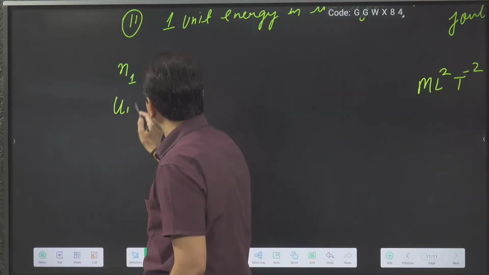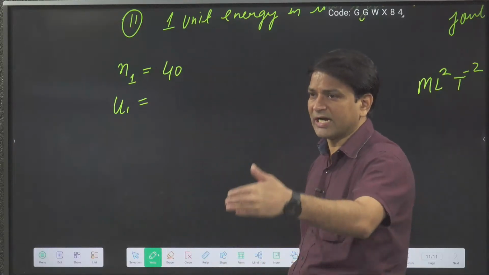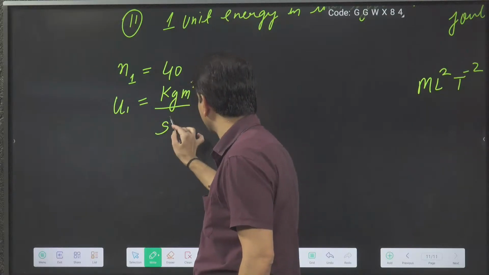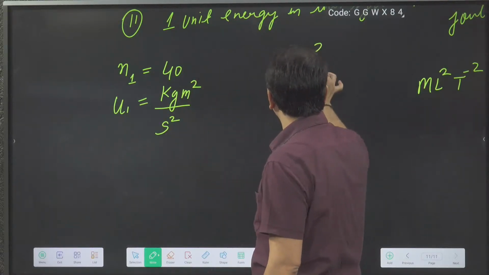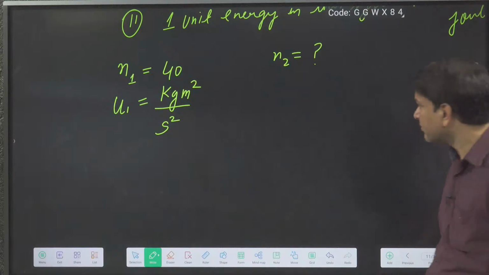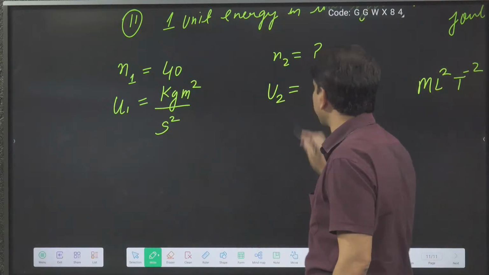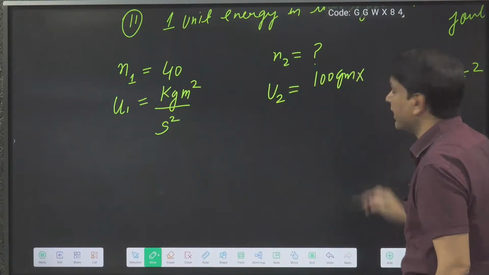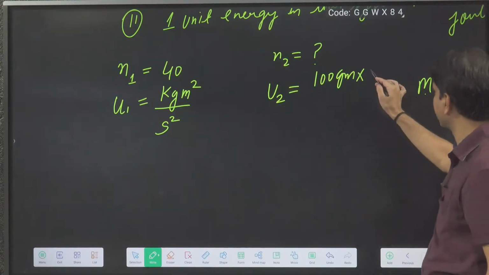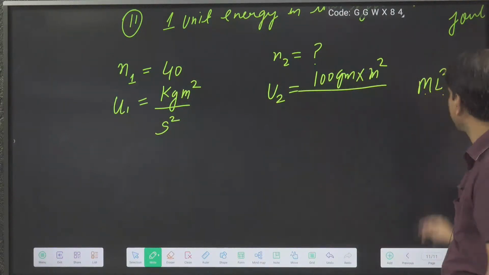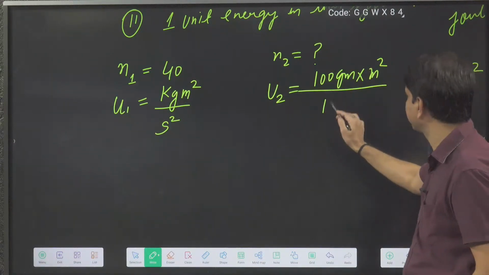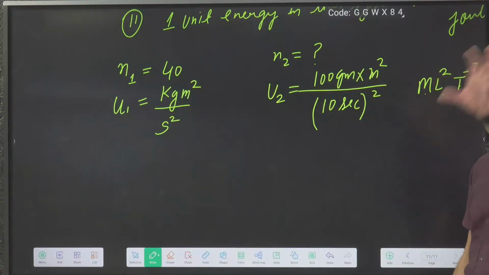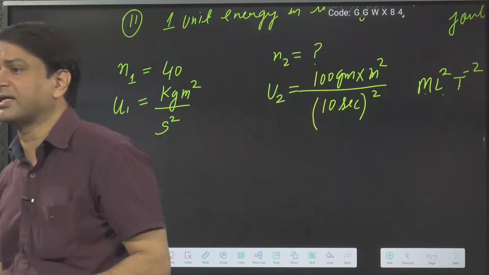U1 is what? Joule, which I will write in MKS: kg meter square per second square. N2 I want to find. U2: in place of mass I will put 100 gram, in place of length I will put 1 meter, so meter square, and in place of time I will put 10 second, so 10 second square. Did everybody get this? Mass unit is 100 gram, length unit is 1 meter, and time unit is 10 second.